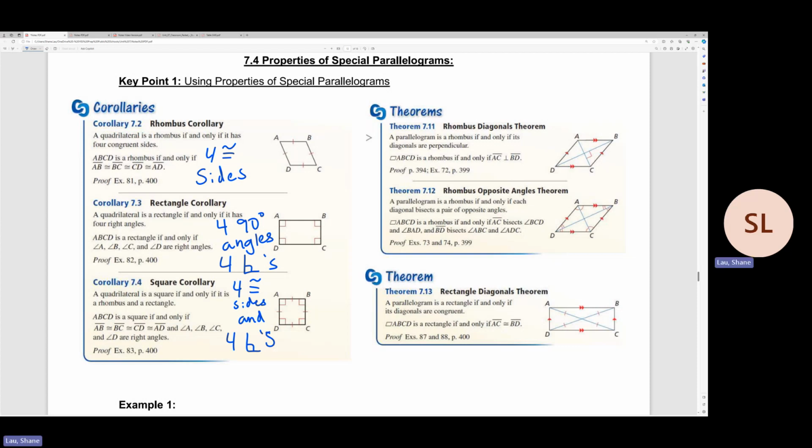Then we have our legitimate theorems, our 7.11, 12, and 13. 11 and 12, we probably won't see a whole lot. There might be a couple questions on our exam, but we'll get there when we get there, especially whenever we do our review. But today we actually are going to use both of them. So it is a good idea to talk about what they do. In essence, the rhombus diagonals theorem just says that diagonals are perpendicular. That's all it says.